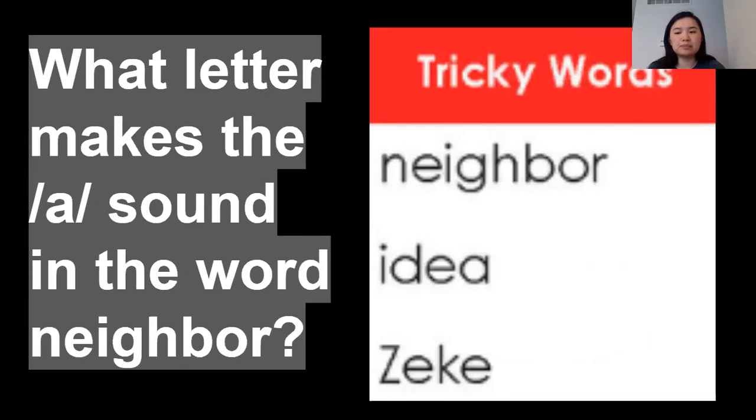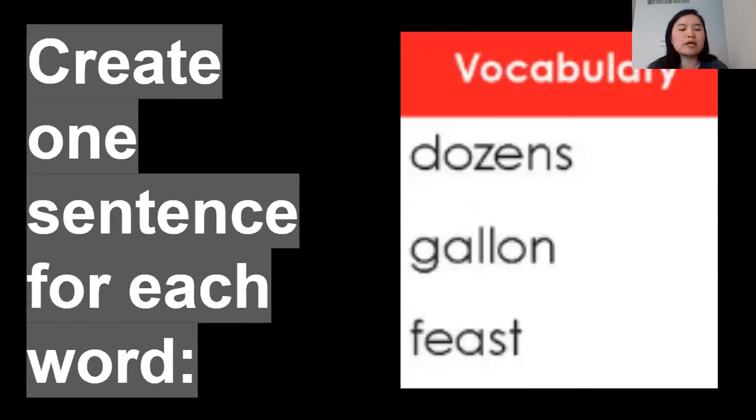Tricky words. Neighbor. You say it. Good job. Idea. You say it. Good job. Zeke. You say it. Good job. What letter makes the A sound in the word neighbor? Good. It's not just one letter, right? It is actually 2. So EI, the vowel team of EI, neighbor, make the A sound. Vocabulary. Create 1 sentence for each word.